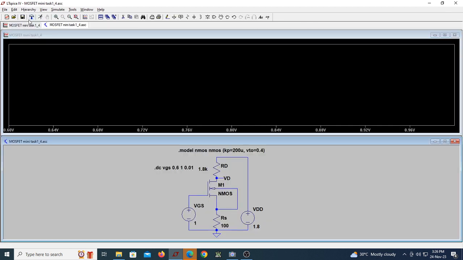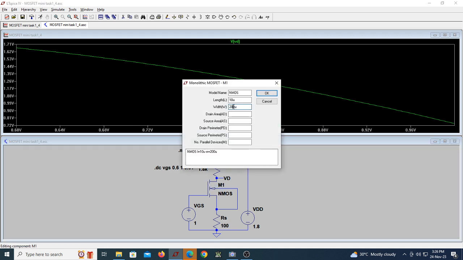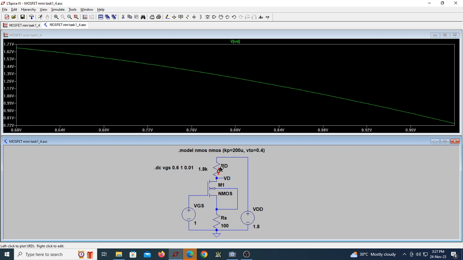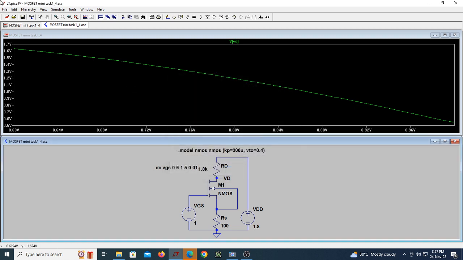If I run it now, let me see what the voltage is here. Let me see how much my lambda is. It should be 25. This is fine. This should be 1.8k. This is 205. Now let me rerun this. Let me just run it up to maybe 2 volts, maybe up to 1.5 volts. Let me run.